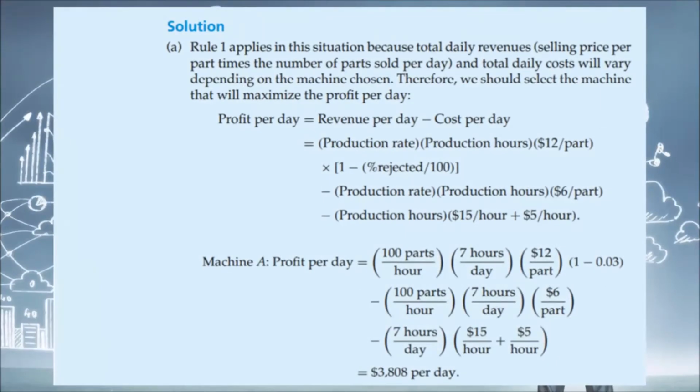Okay, so here is our solution. For letter A, Rule 1 applies in this situation because total daily revenues and total daily cost will vary depending on the machine chosen. Therefore, we should select the machine that will maximize the profit per day. So profit per day is equal to the revenue per day minus the cost per day.